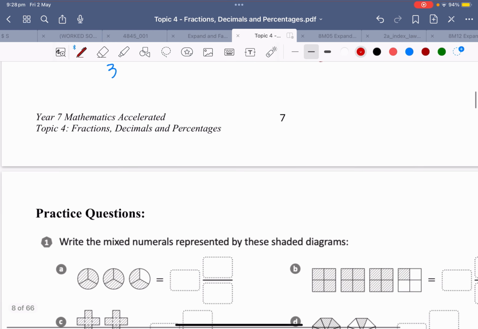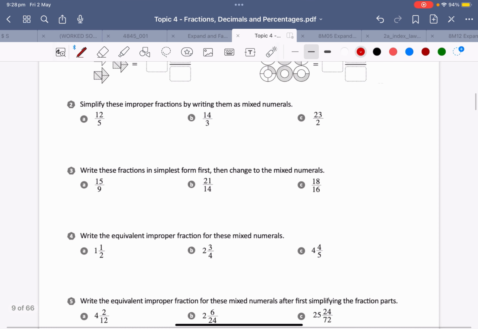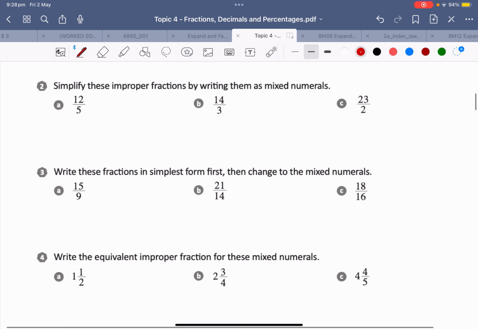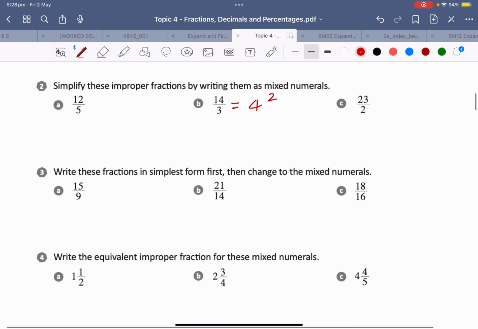Okay? Have a go at the rest of these pages. I'll go through a couple of these examples. Let's have a look at question B. 14/3. Let's see, how many 3's fit into 14? I know a multiple of 3 that is 12. If I go any more than that, it will be 15, which is too big for 14. So I'm going to say, 3 times what is 12? 4. And then what's the remainder? 2/3. All good?